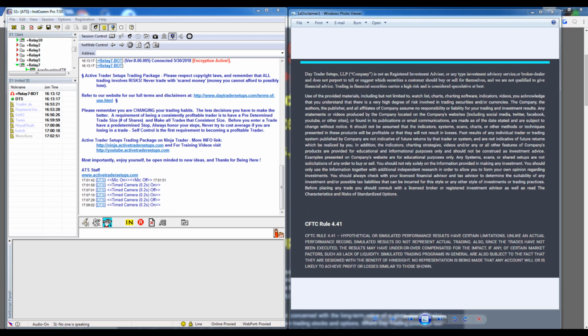Thanks for being here. We're going to go ahead and get started. A few minutes late getting started here. Thought we had a few more people coming in.